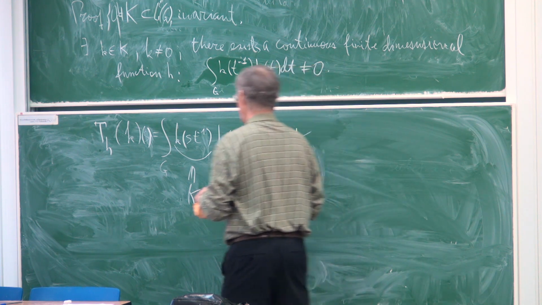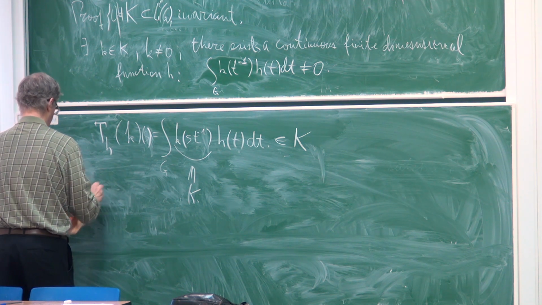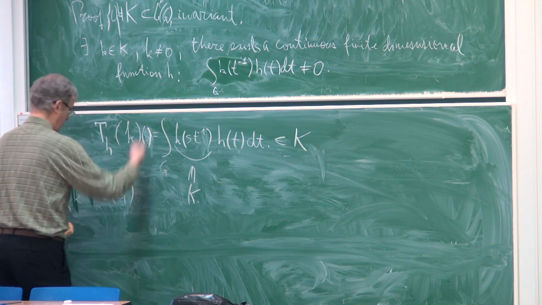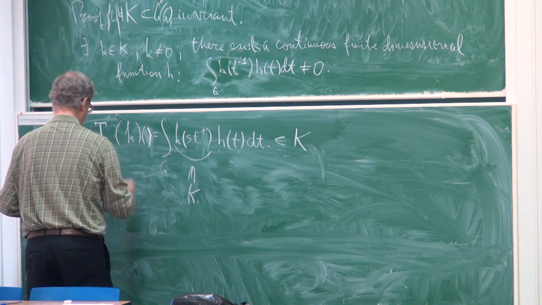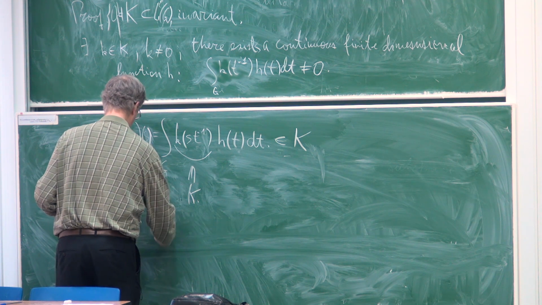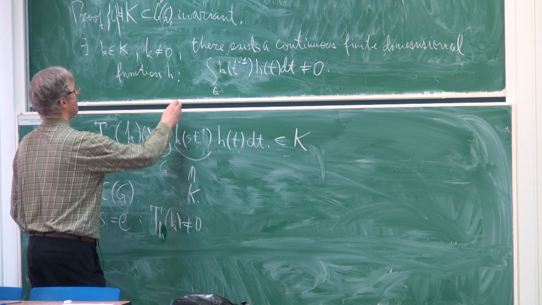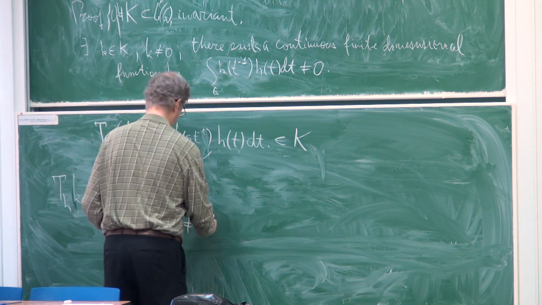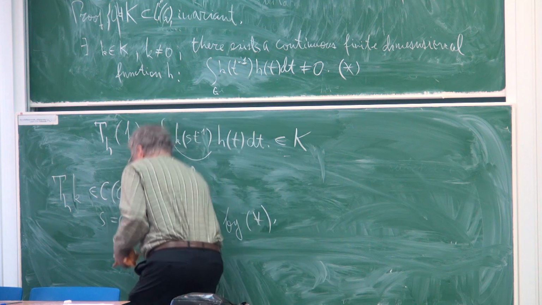It is continuous. T_h of k is continuous. We saw it already that this function is also continuous. And it is non-zero at the point e. If I put s equal to the unity of our group, then I obtain that T_h of k is not zero because of this relation. So this is a non-zero function.